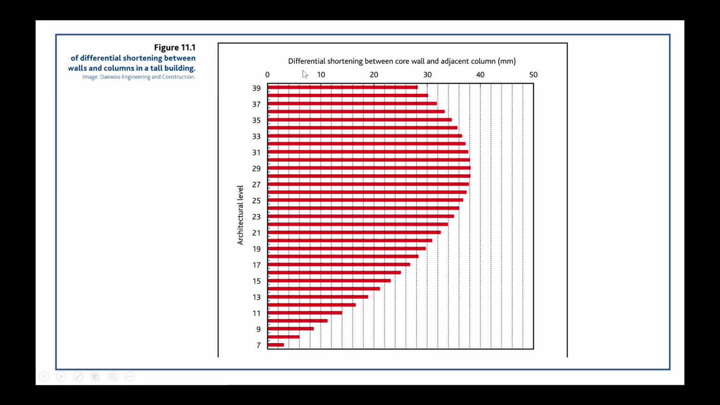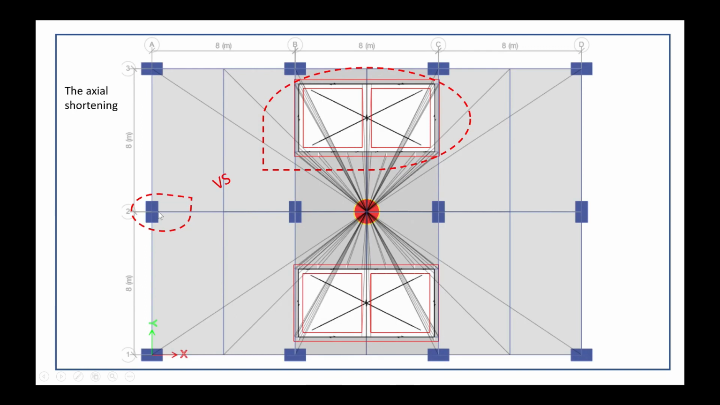And now let's check the differential shortening of the core wall and column. It also happens at around 2/3 of the building height. Because when we design the concrete column, we want to optimize the section as much as possible. For the core wall, the overall dimension is greater than the column. And when you compare, the stress in the column is greater than the stress applied in the wall.